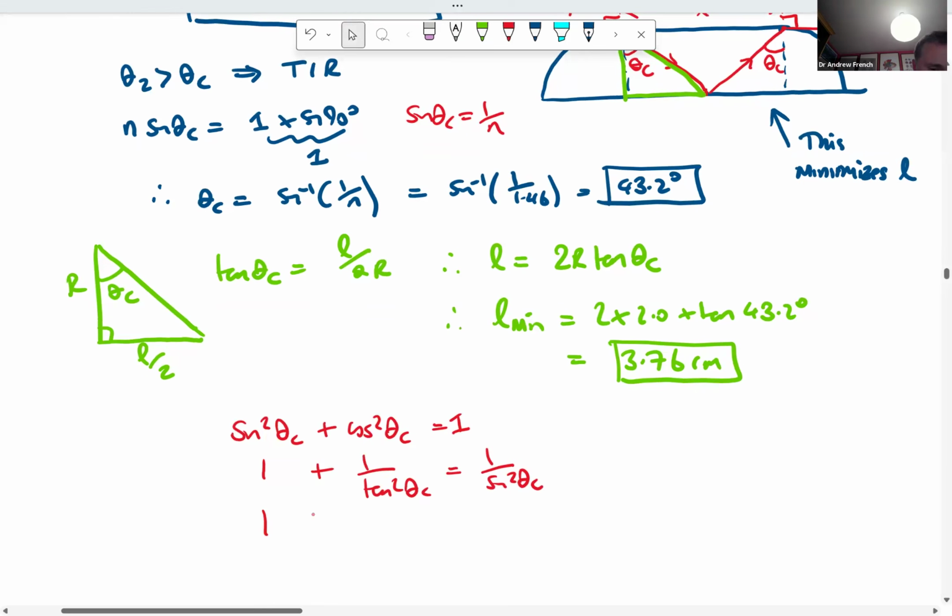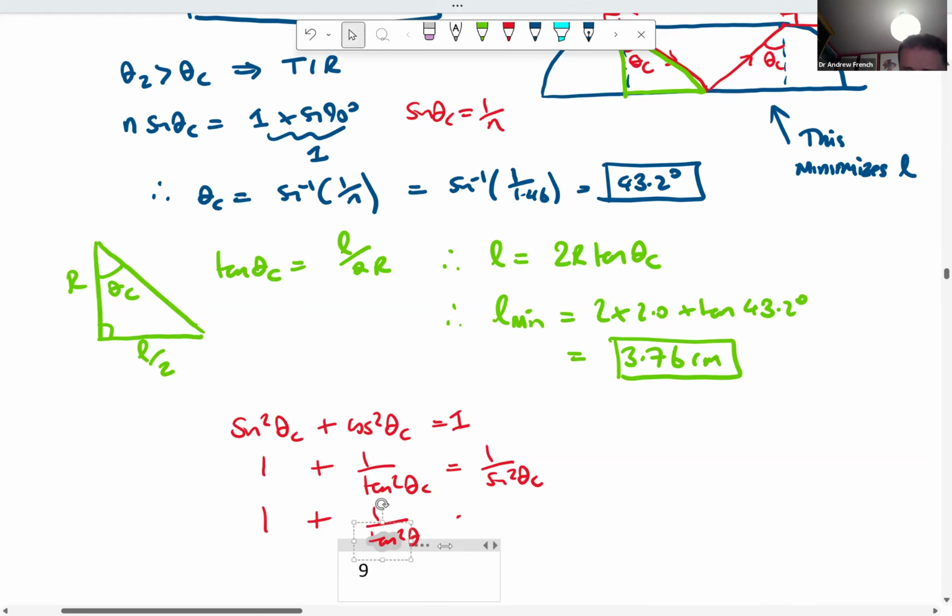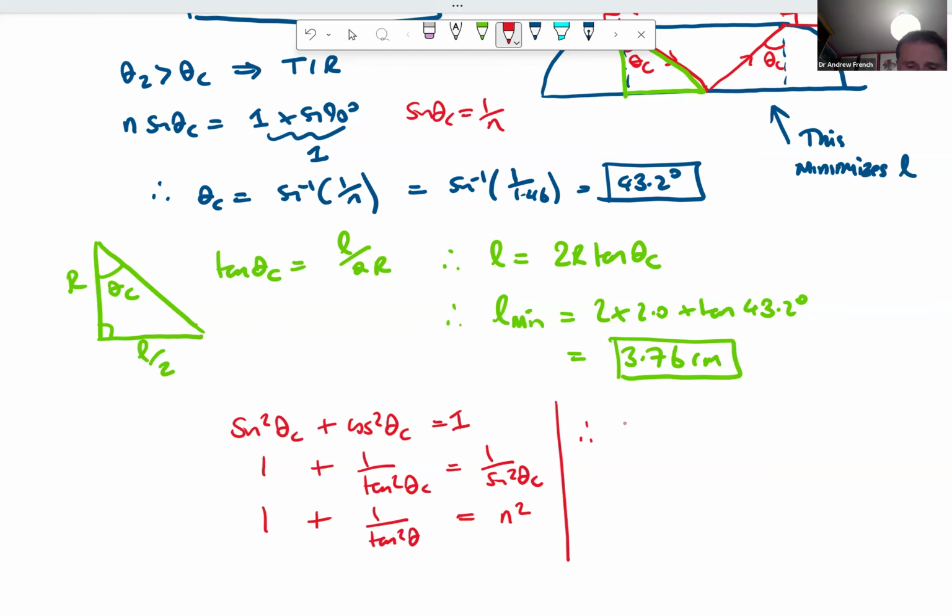So what have we got? We've got 1 plus what we want, 1 over tan squared theta c. Whoops, a mysterious 9 has just appeared. Let's get rid of this strange 9. That's going to be 1 over sine squared theta c, which is n squared. So we've got n squared minus 1. So tan squared theta c is 1 over n squared minus 1, and therefore tan theta c is 1 over the square root of n squared minus 1.